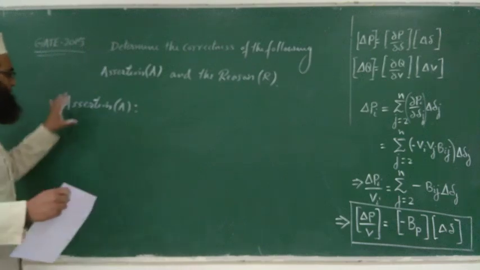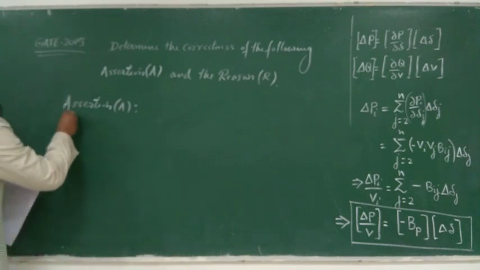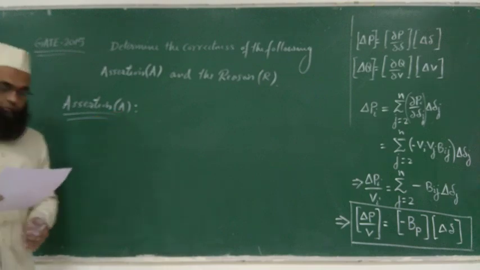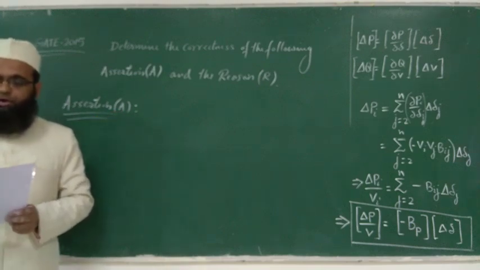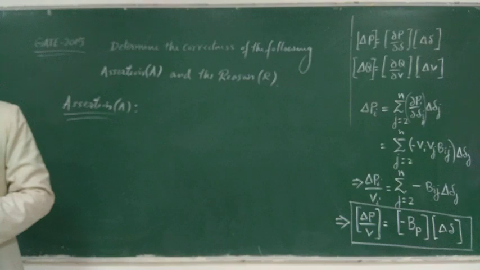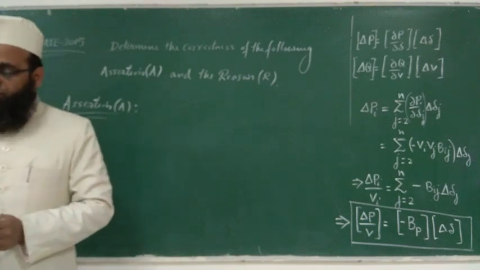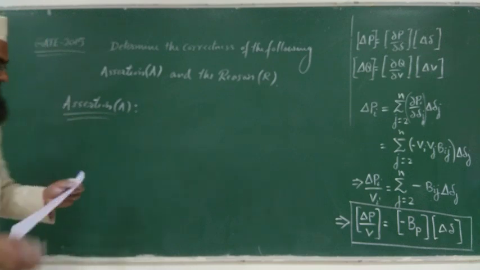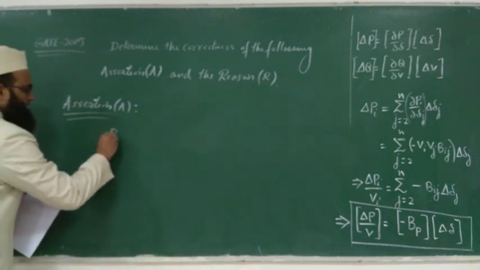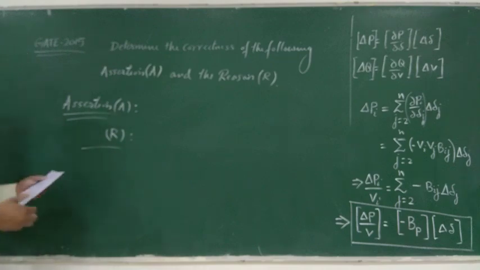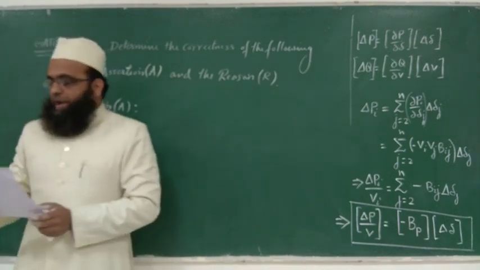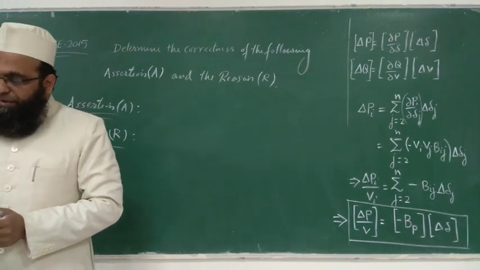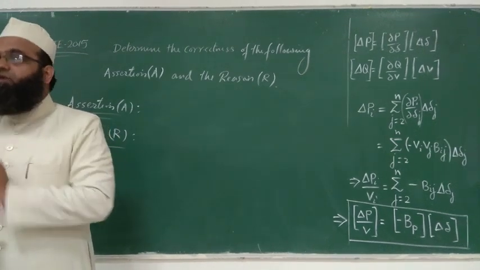This is the statement of the assertion. I am repeating again. The statement of this A is: fast decoupled load flow method gives approximate load flow solution because it uses several assumptions. And the reason is R. I am writing here R. Accuracy depends on the power mismatch vector tolerance. Repeating again: accuracy depends on the power mismatch vector tolerance.